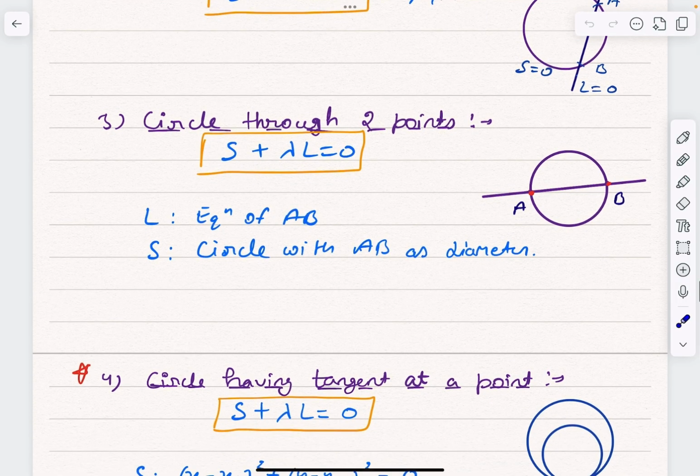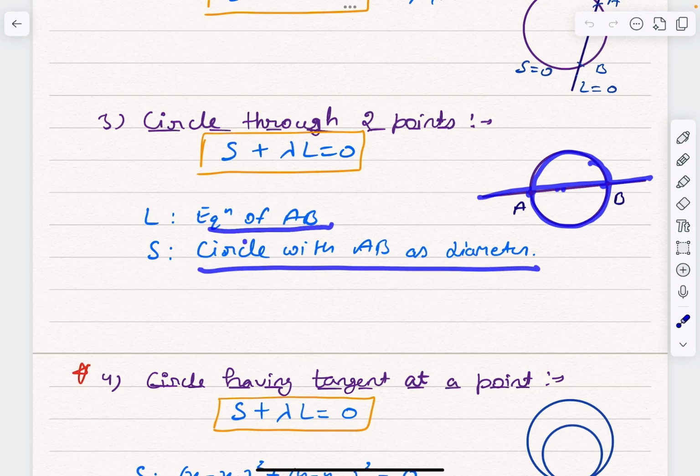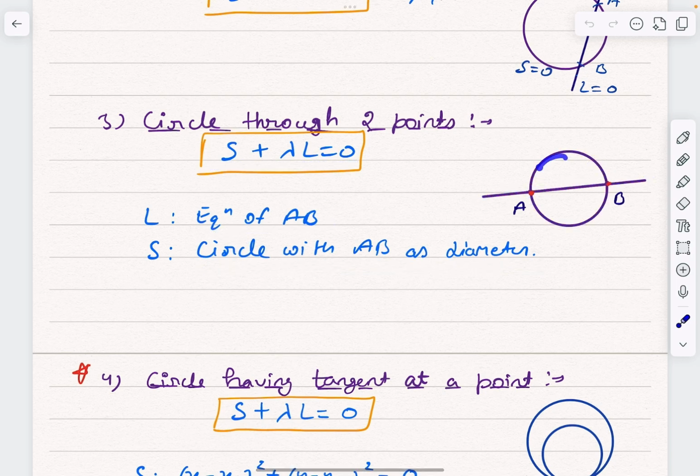If you have to find a circle through 2 points A and B, what do we do here? We use the same second method again. I'll find a circle passing through AB and find a line passing through AB. The easiest circle to find will be the circle with AB as diameter, and the equation of the line joining AB, then use S plus lambda L equal to 0 again. We have a circle, we have a line, we are looking for those circles passing through the point of intersection of these two.